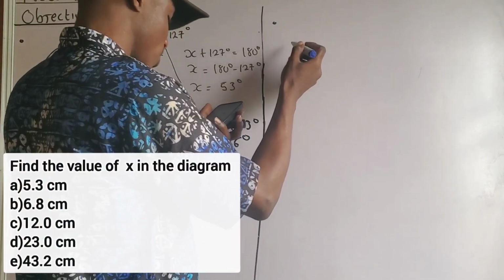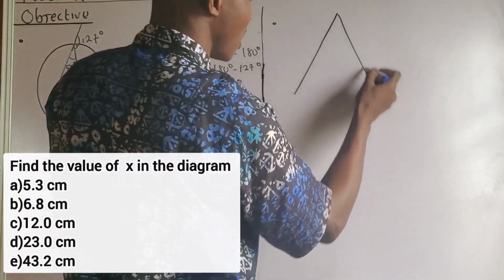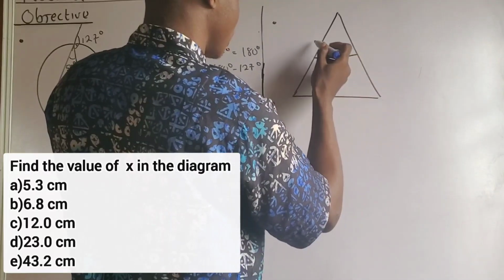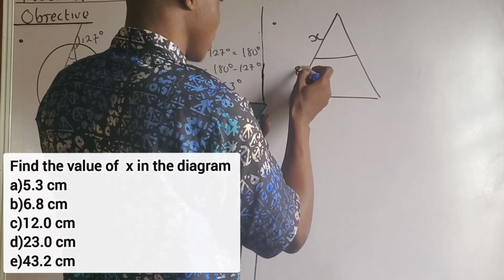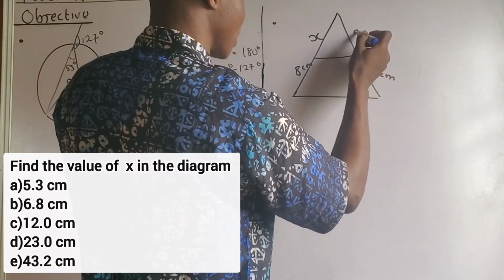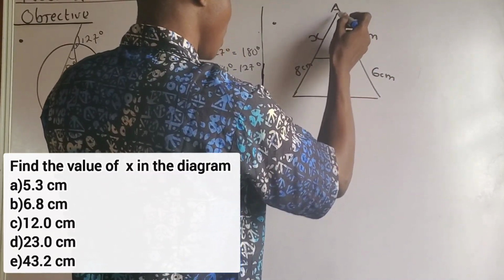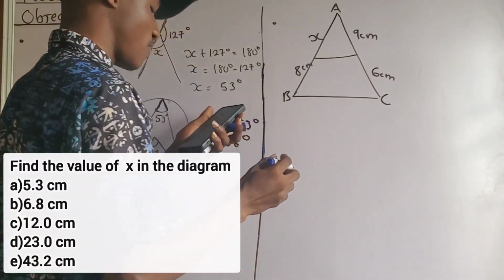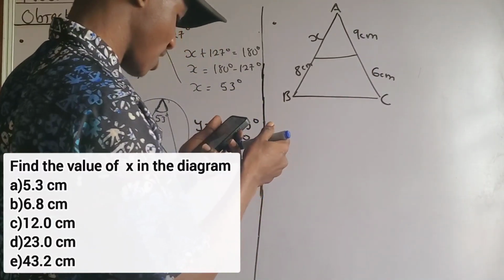The next question also contains a diagram. We are given this triangle. This side is x. This is 8 centimeters. This is 6 centimeters. We have 9 centimeters here. We have A, B, and C. Then we are asked to find the value of x in this triangle.